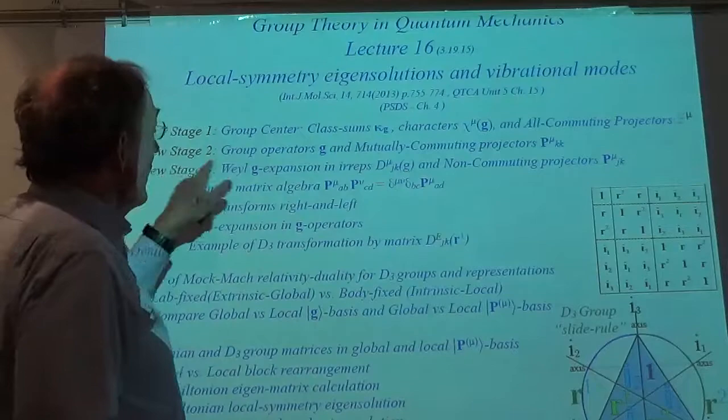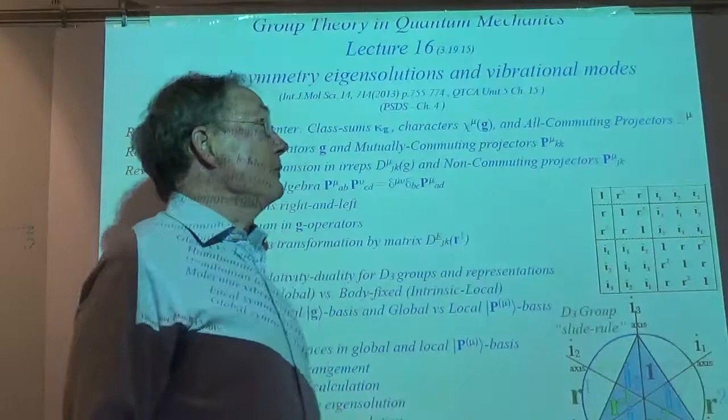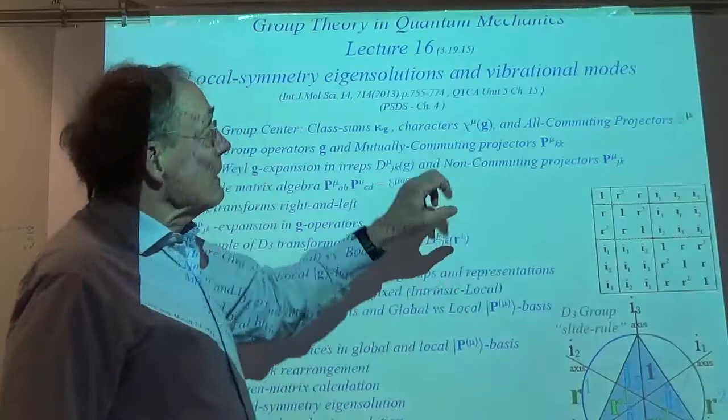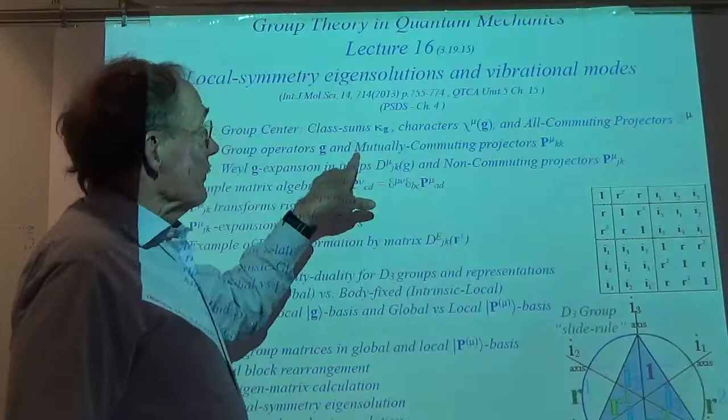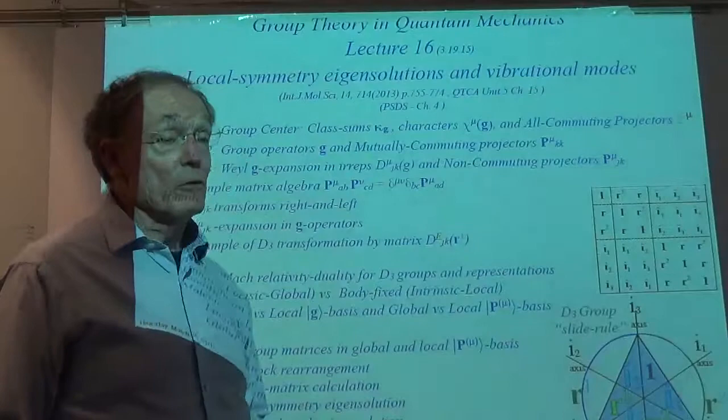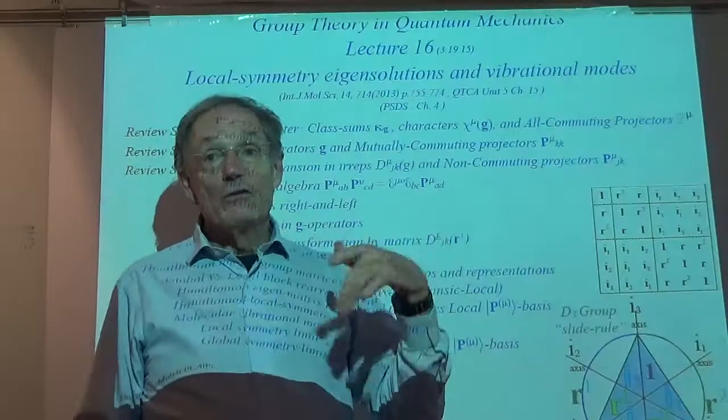And then the second stage is where you take one or more of the projectors that you got out of the center and split them to make more projectors. So this small set of projectors that all commute, I call them all commuting, then make a larger set of the ones that are not all commuting, but are mutually commuting. This is very important to somebody who's doing quantum mechanics. You're trying to find the maximal set of operators for which you can simultaneously obtain eigenvalues and eigensolutions.